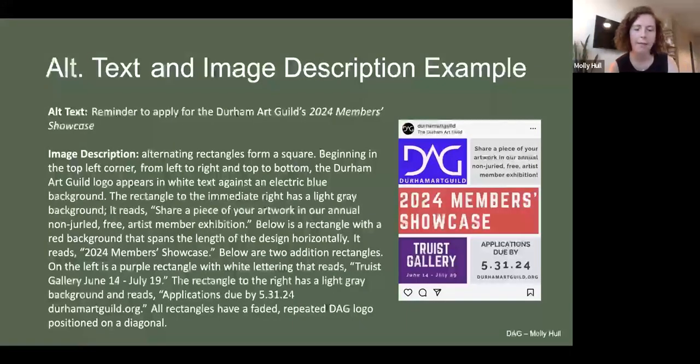All rectangles have a faded repeated DAG logo positioned on a diagonal. So that's just an example of an alt text and image description. The alt text you would not see, it would be formatted within the image that you posted, but then the image description would go in the post's comments or in the caption with your information related to this event.